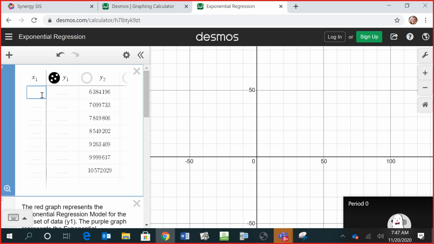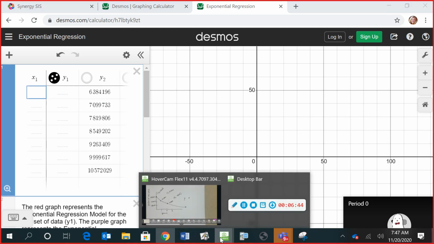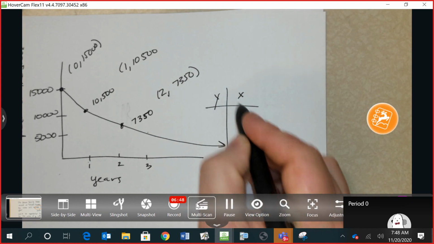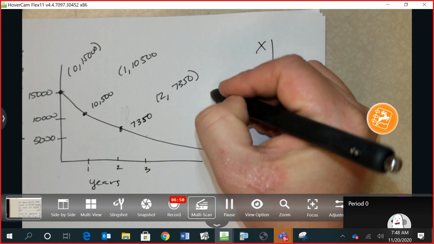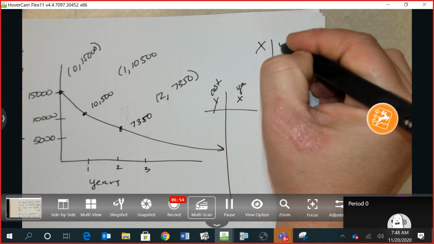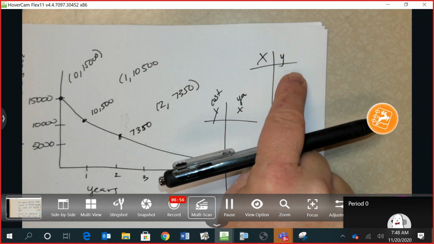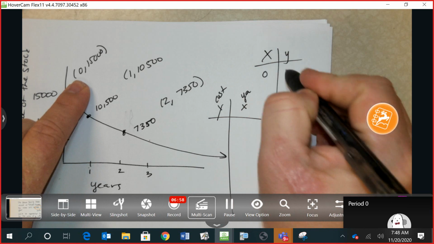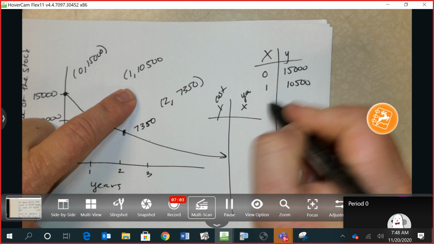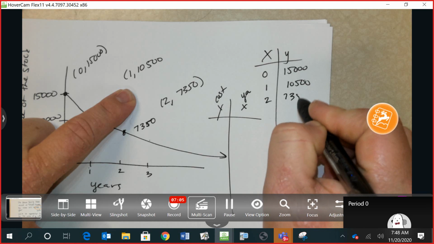Okay, so what am I going to type in here? Well, if I come back here so it's a little bit easier for you to understand, remember we have x and y, right? But when we do our charts, this represents the cost of the stock, and this is after so many years. Remember, we always do the independent first and dependent second. So 0 years, it's initially worth 15,000. Year 1, it is 10,500, and year 2 is 7,350.